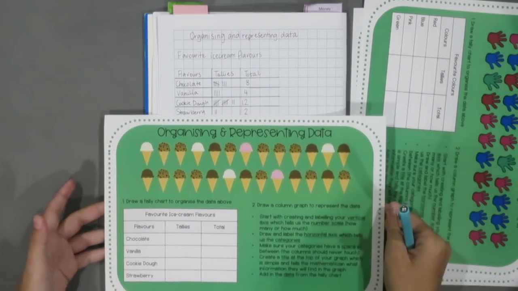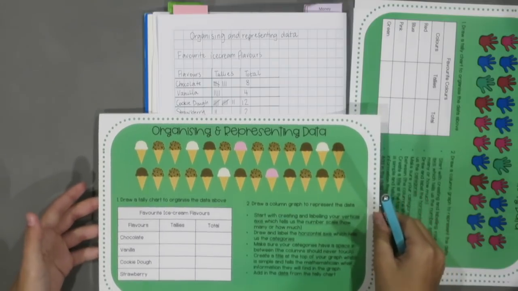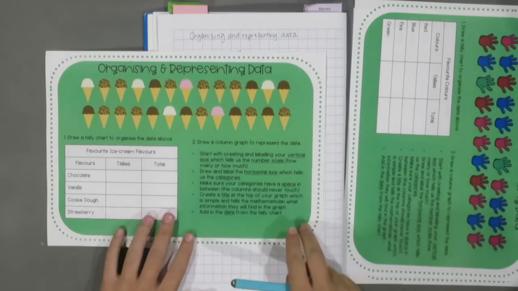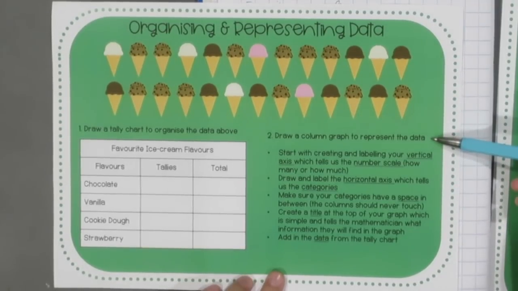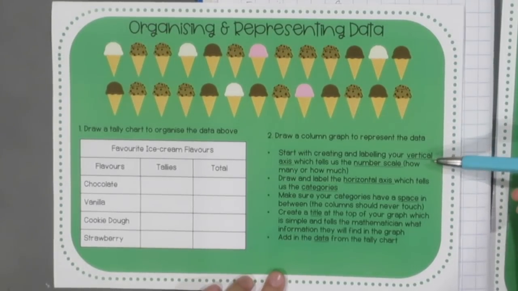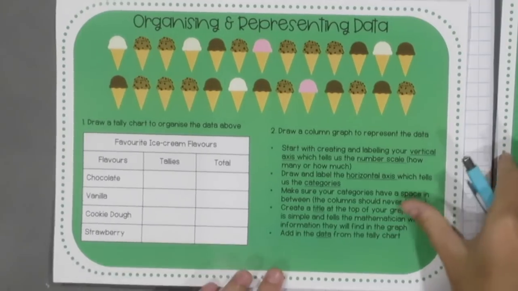We're now going to move on into creating a column graph. There are a few tips on here to get us started. Here is how we draw a column graph. We start with creating and labeling your vertical axis, which tells us the number scale, how many or how much. Okay, we can start that straight away.